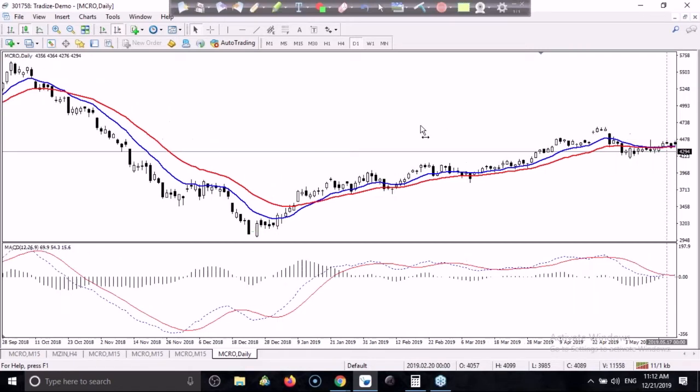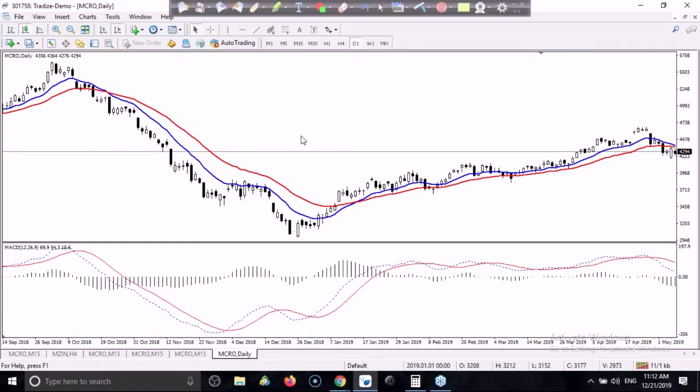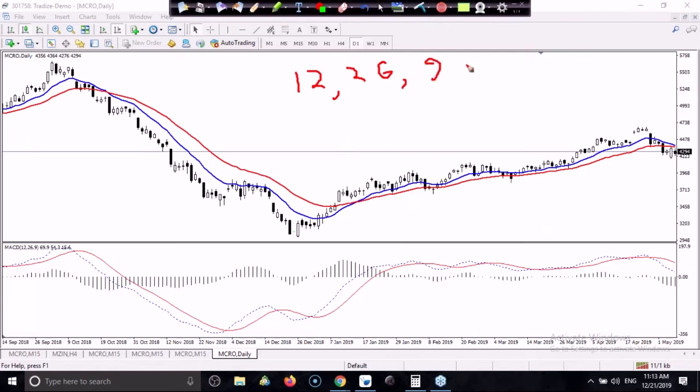Now you can see here, this is MT4. I'm using MT4 and I applied MACD here. The MACD periods are 12, 26 and 9, all composed by EMA, that means exponential moving average. And here you can see another thing that is called histogram. Now let me tell you one by one how they form.